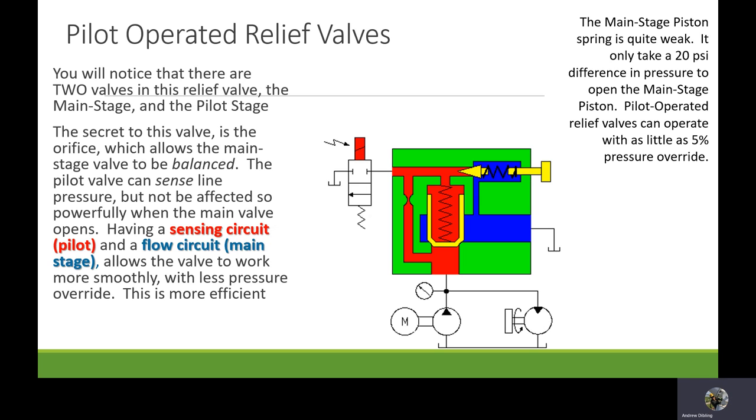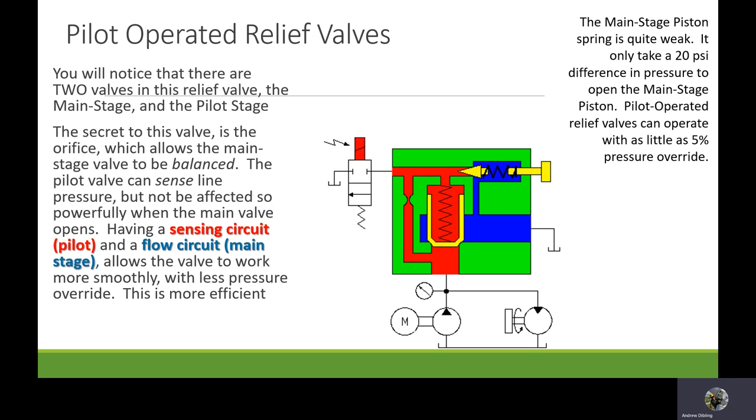Now, you'll notice again that there are two sections of this valve. There's your sensing line, which is your red, and then you have your main flow circuit, which is your blue. And this is the light spring here, and this is the heavy spring, similar to direct acting. And this is my little orifice that allows some fluid to come through here and actually move this poppet.